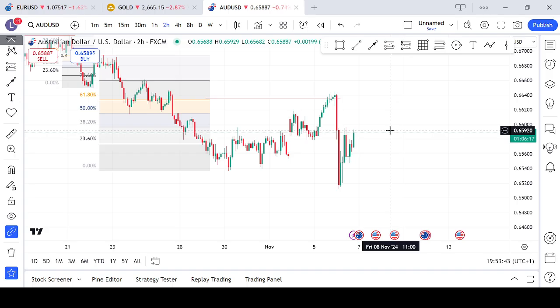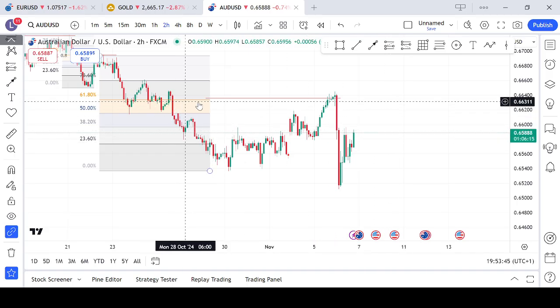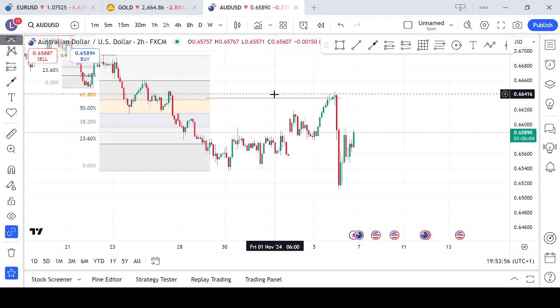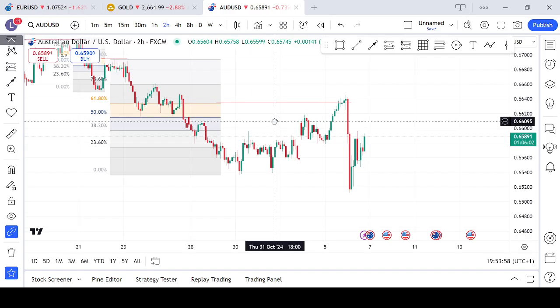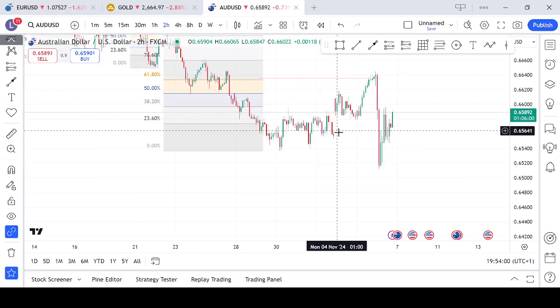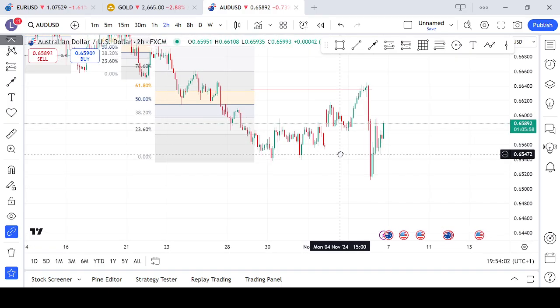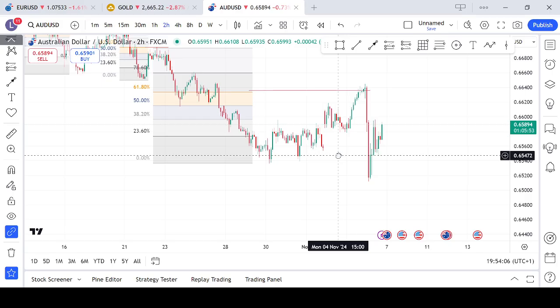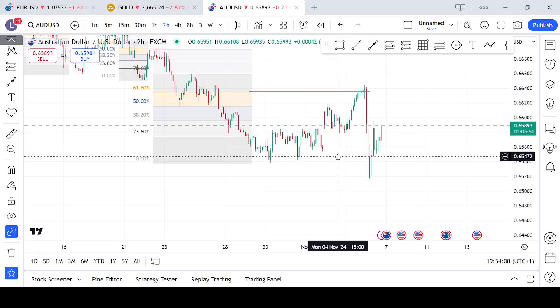So a deep retracement, especially to the 61.8% level, as you can see right here, can sometimes indicate a potential trend reversal. When Fibonacci levels align with other technical indicators or chart patterns, they create stronger support or resistance zones. So traders, there you have it. We've come to the end of today's video. Learn to interpret and combine these indicators effectively, and you'll be able to identify potential trade setups and manage risk in your trading.